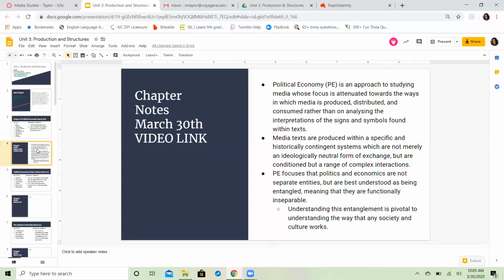And political economy is the study of all those things. So from production to distribution to consumption, The Lion King alone is one really great example. And I want you guys to consider political economy in all of your film adaptations.